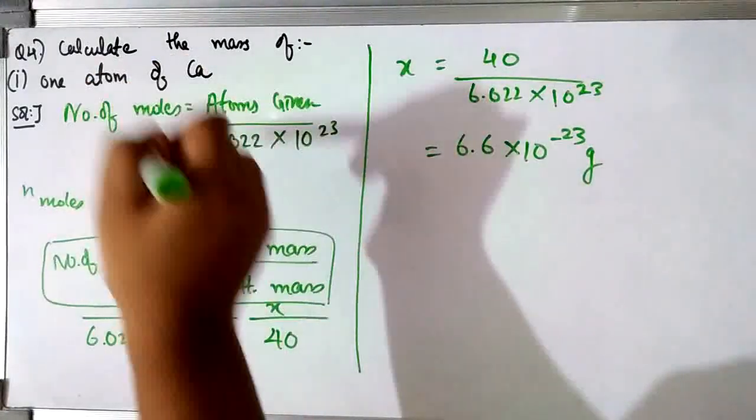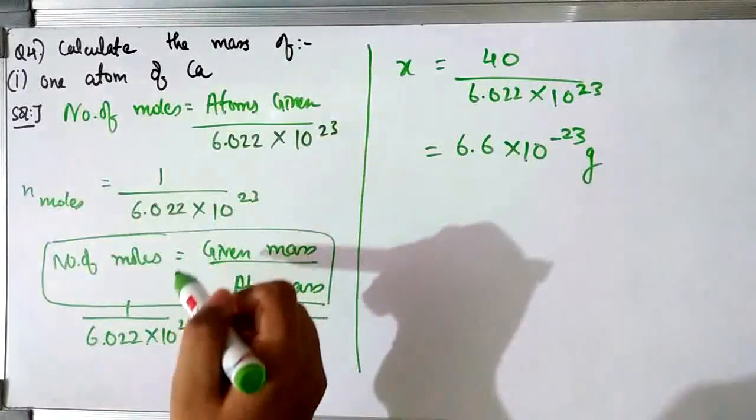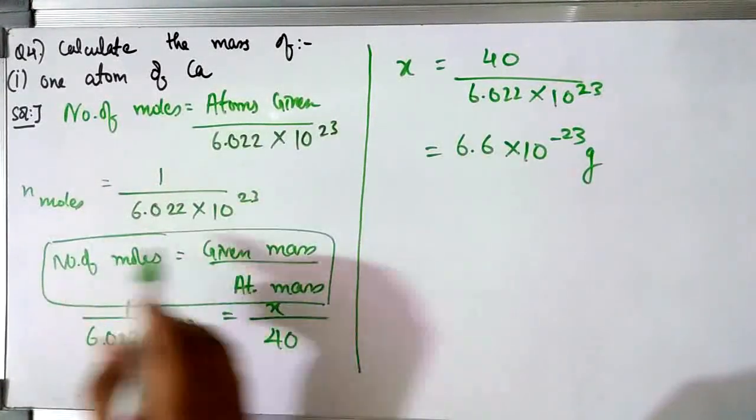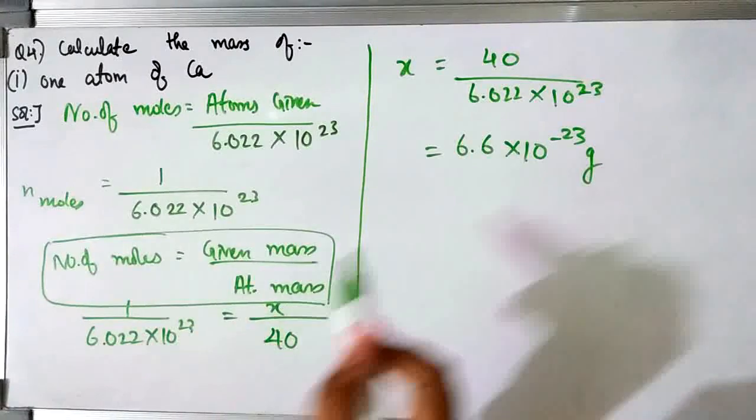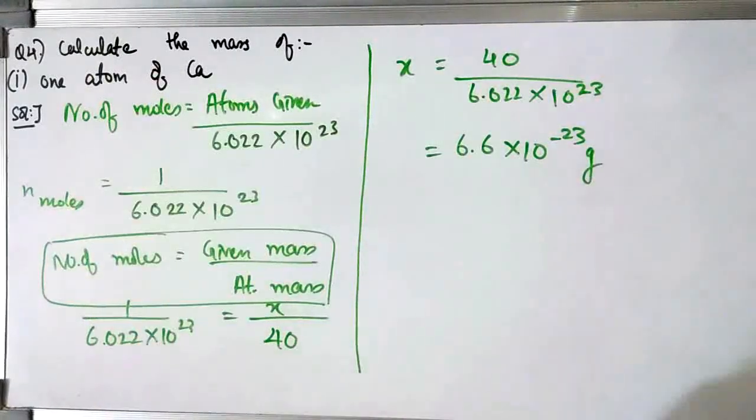So we have the atoms given, we know the Avogadro number, we found the number of moles, we put it in this formula, and we got the mass of calcium. So let's see the next one.